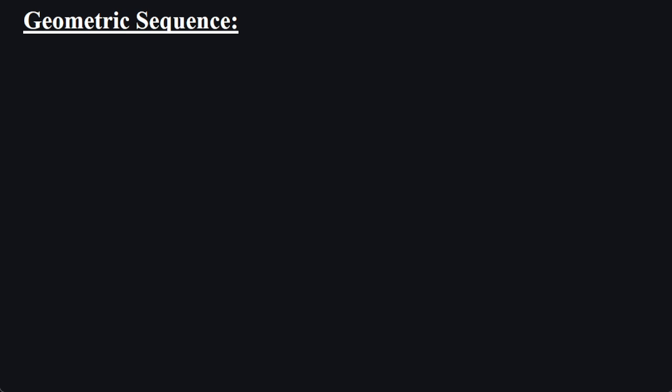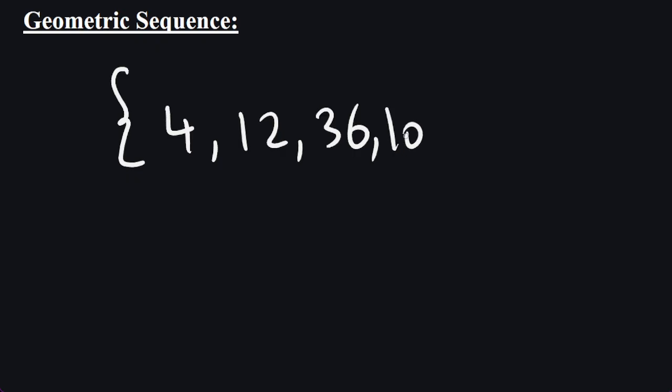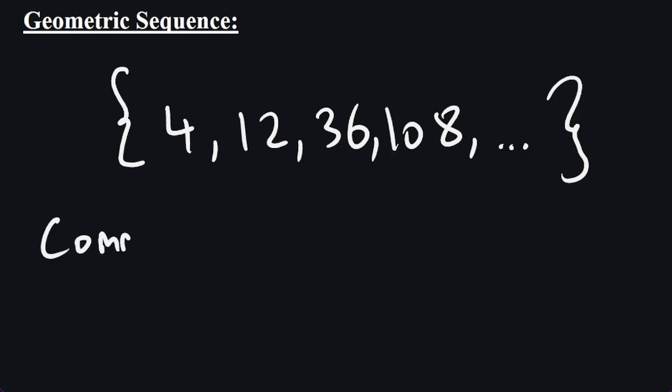Hey everyone, in this video we'll learn all about geometric sequences. So let's write down an example by opening our curly brackets. Let's say we have 4, 12, 36, 108, ... So we have this infinite geometric sequence. What makes something a geometric sequence is that it has a common ratio.